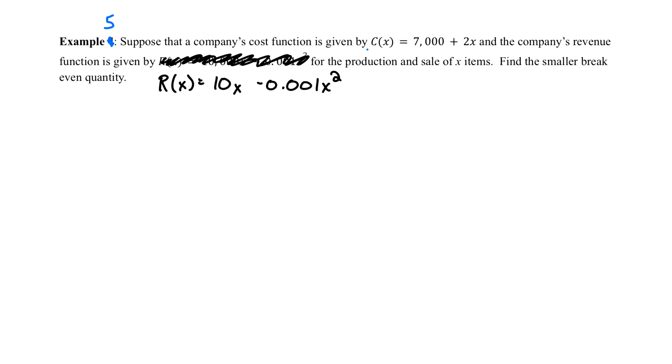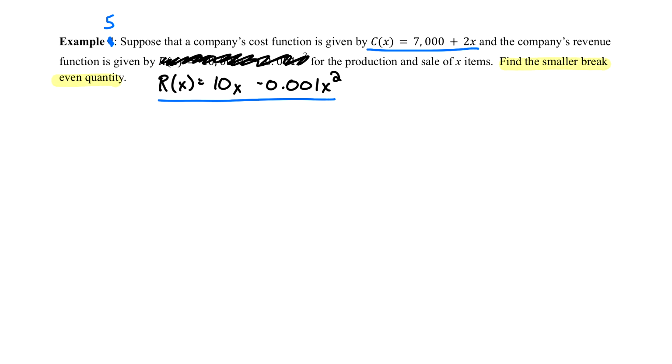For our last example, we're going to take a look at break-even quantities and how to find them. So suppose that a company's cost function is given by C of x equals 7,000 plus 2x, and a company's revenue function is 10x minus 0.001x squared for the production and sale of x items. We want to find the smaller break-even quantity.